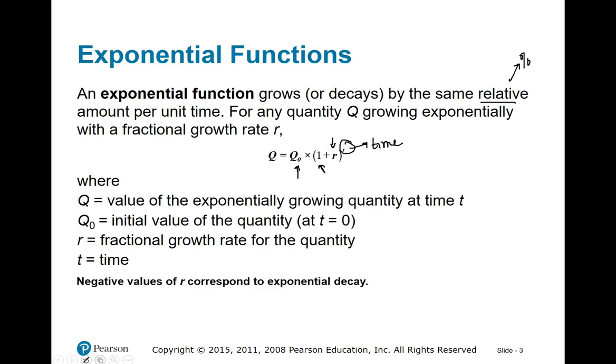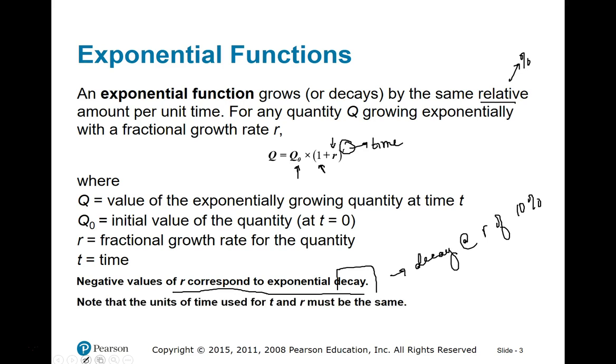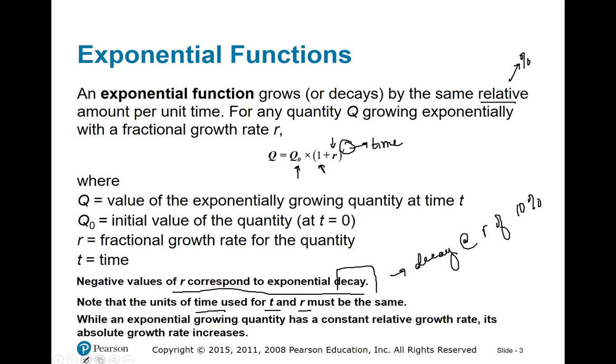Negative values for R mean that you have a decay. Even though it probably won't say a negative, it will say something like decays or decreases at a rate of, I don't know, 10% or 14%. The time has to be the same for R and T. So I can't say it's decaying at 10% a day, and then ask you to find something per year. I would need to talk about all days or all years.